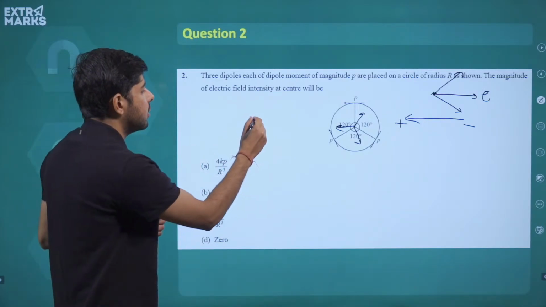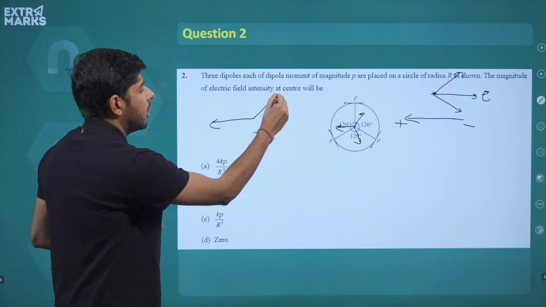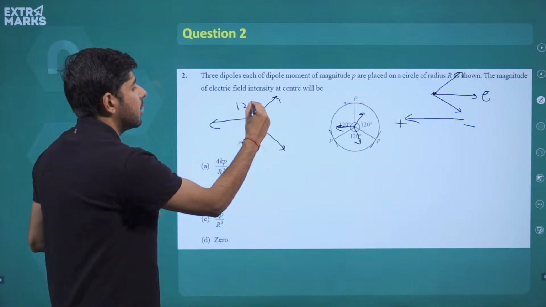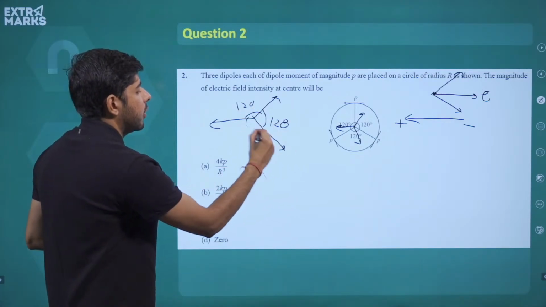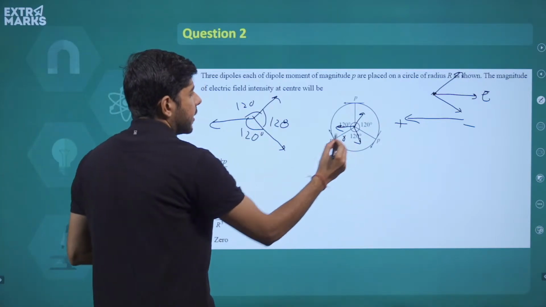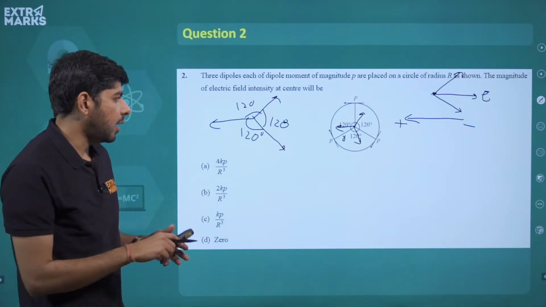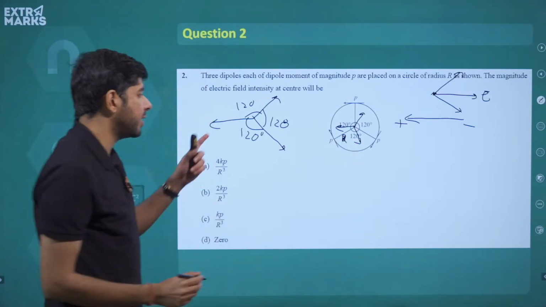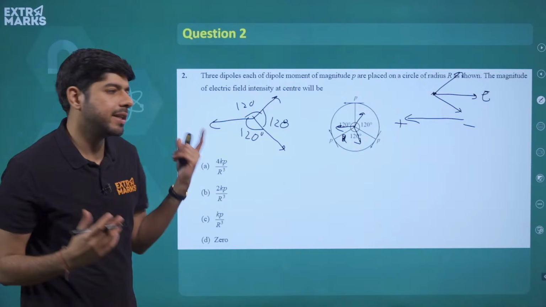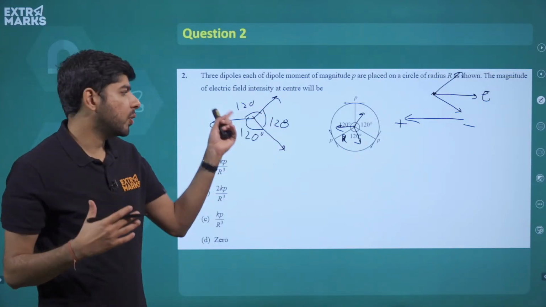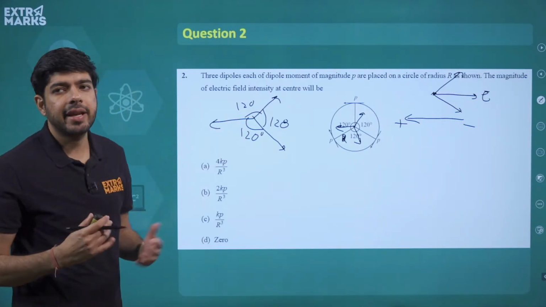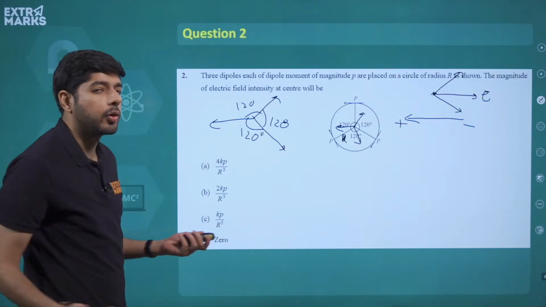Now if I draw the final figure, 1, 2, 3. What are the angles between them? Of course 120, 120 and 120. Guys, what is the magnitude of each? Kp by r cube, where r is this distance, the radius, capital R here. So 3 vectors at 120 degrees to each other, magnitude is the same. What is going to be the resultant? Of course they'll cancel each other. You can solve it analytically also, but intuitively we can say they are going to cancel each other. So the answer is going to be 0.